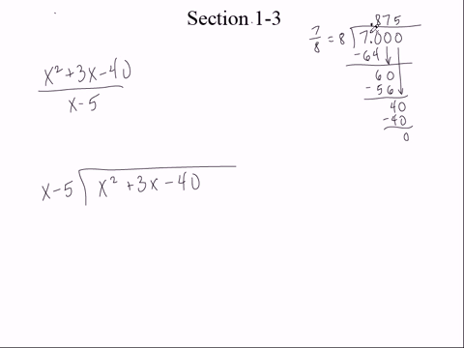Now watch. I'm using this as a guide, right? So follow the same steps. What did we do? We took the thing that's on the outside and we said, how many times does 8 go into 70? On this one, it's a little bit different. It's not going to be exactly the same. I don't look at the 5 right now. I just look at the x. How many times does x go into or divide into x squared? How many times does x divide into x squared?